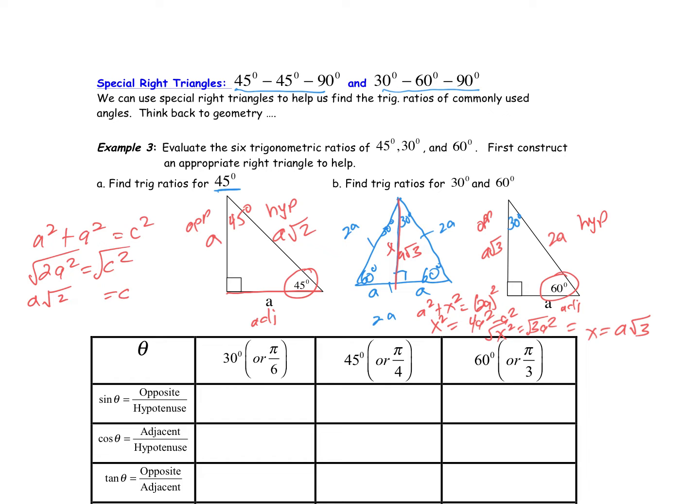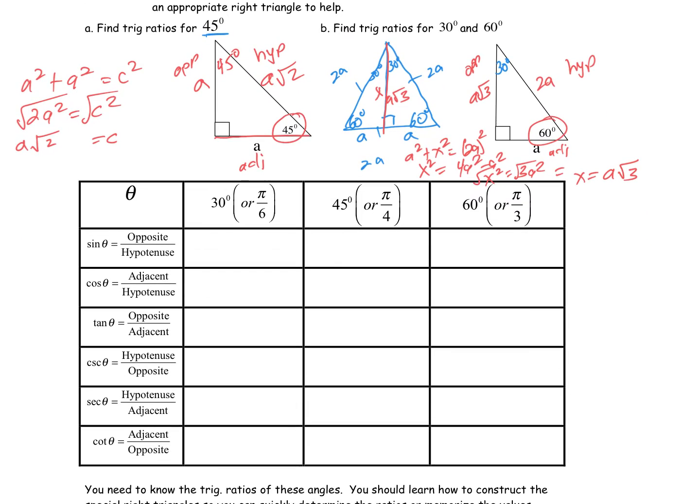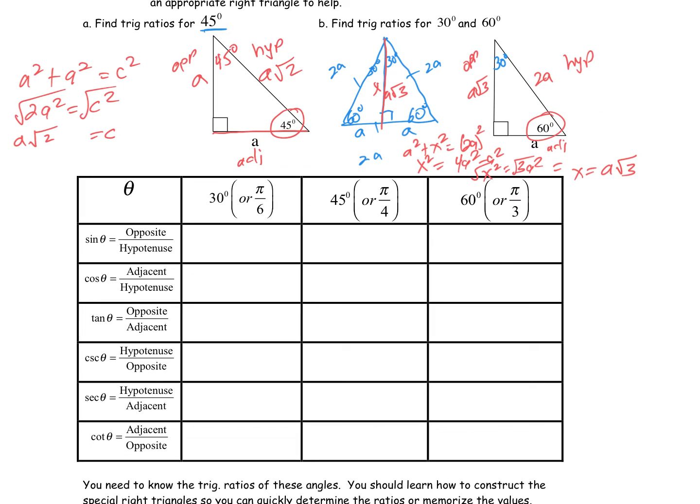All right, so now we're going to use these special right triangles to find the six trig ratios for 30-degree, 45-degree, and 60-degree angles, or in radians, pi over 6, pi over 4, or pi over 3. So in each case, we're going to look at the special right triangle. We're going to start with the 30-degree angle. So I'm going to label the side lengths relative to the 30-degree angle here.